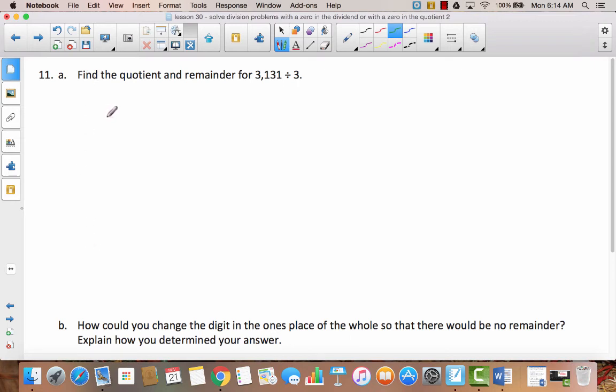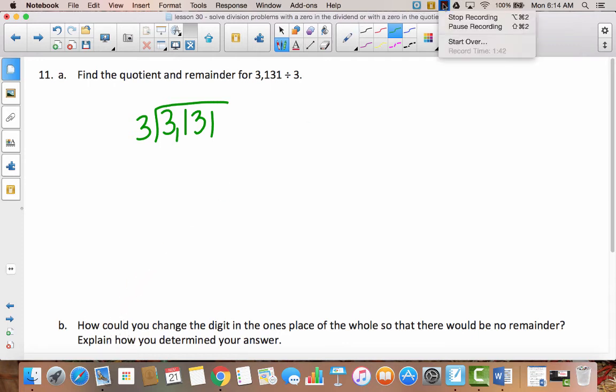It says find the quotient and remainder for 3,131 divided by 3. So let's go ahead and write this using long division. 3,131 divided by 3. I want you to go ahead and solve this problem and then go ahead and read B and see if you can answer that by yourself. And let's come back and talk about it.